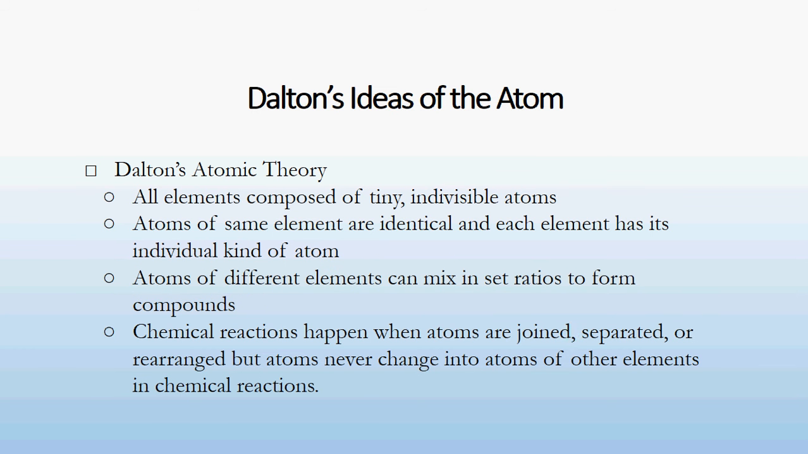Now, then you get to Dalton, and Dalton had an atomic theory. You need to know the 4 parts of his atomic theory. You can read them on the screen. Most of his theory was correct. Most of it is still true today. The thing that he did not understand is that atoms are actually divisible. What we know today is that they can be broken up into protons, neutrons, and electrons.